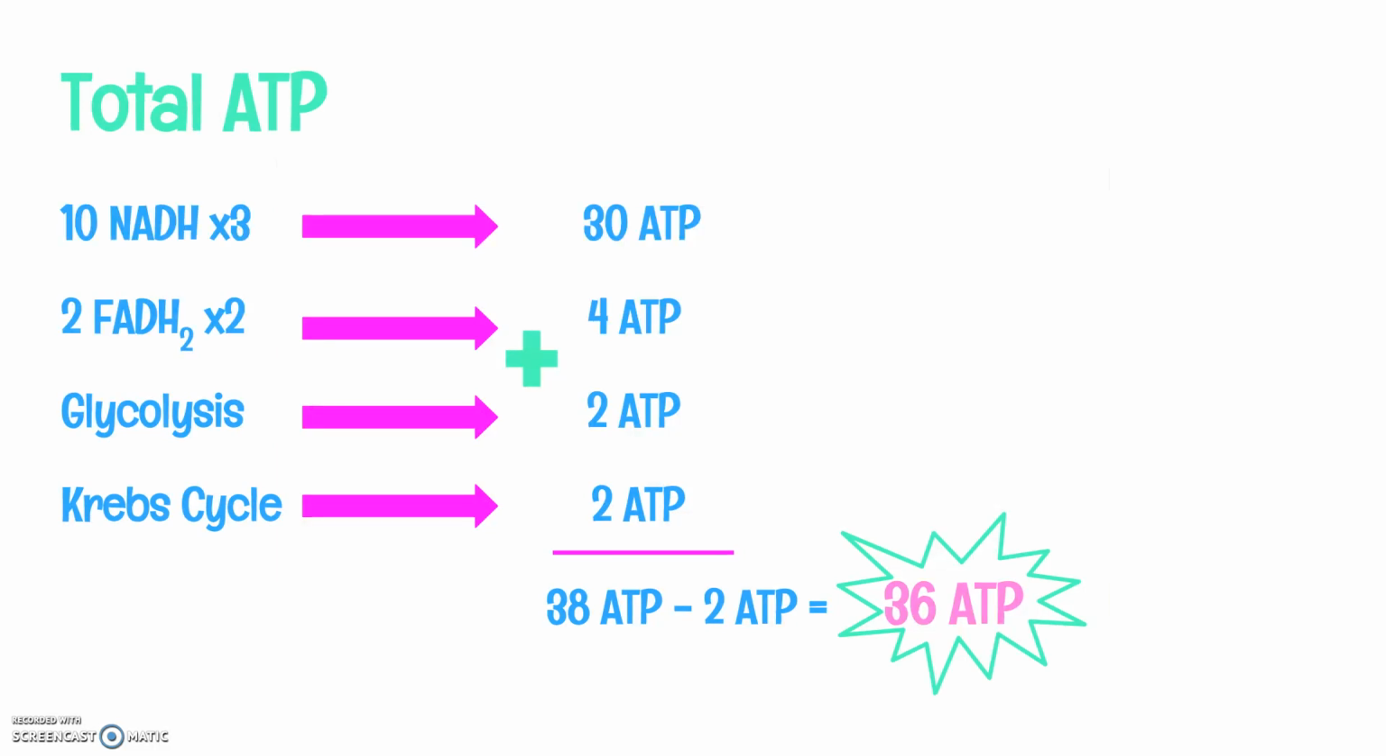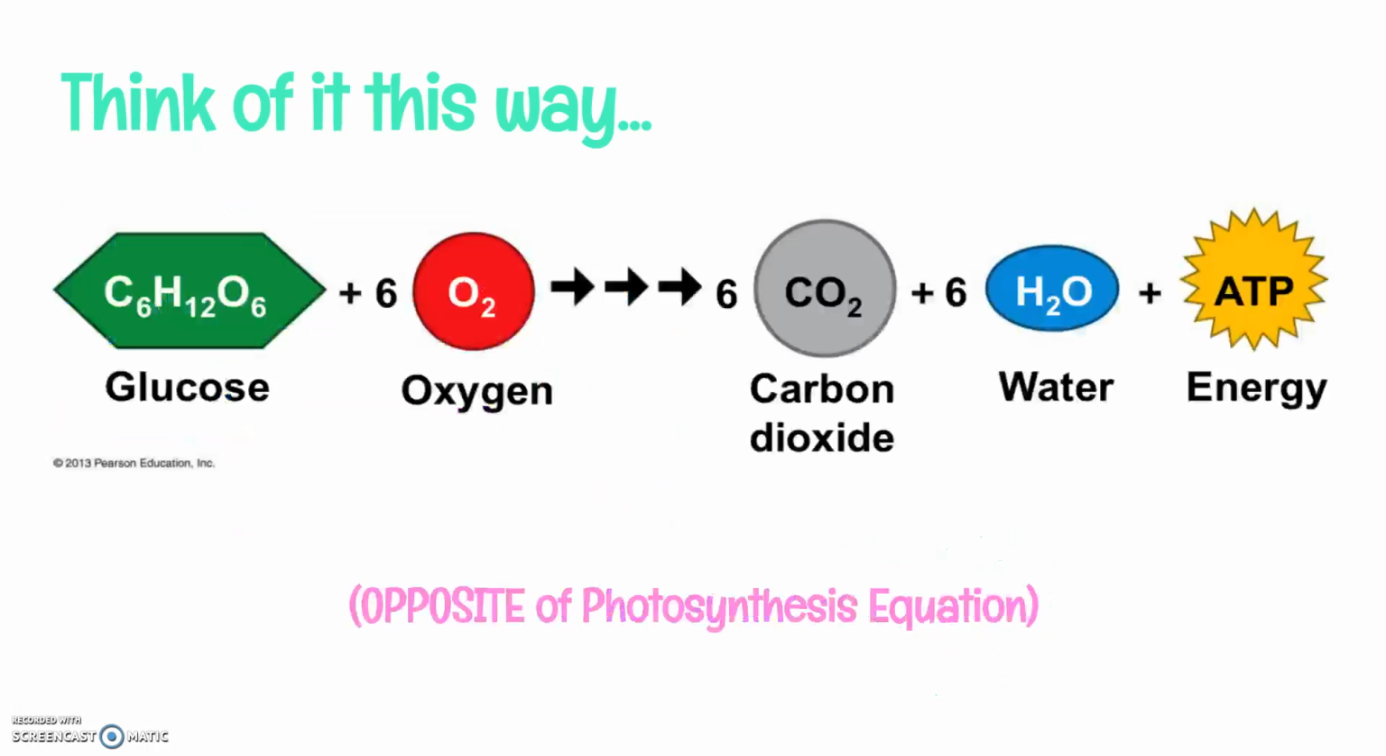So when adding up all the ATP, we have the 10 NADH and the 2 FADH2, and multiply those because of the 3 ATP per molecule and 2 ATP per molecule. And from glycolysis and Krebs cycle, we have some ATP from there, but not as much. So you get 38 ATP in total, and then subtract 2 for electron shuttling, and you get 36 ATP.